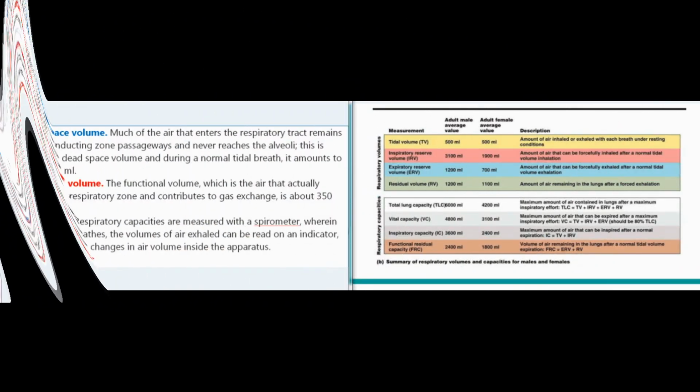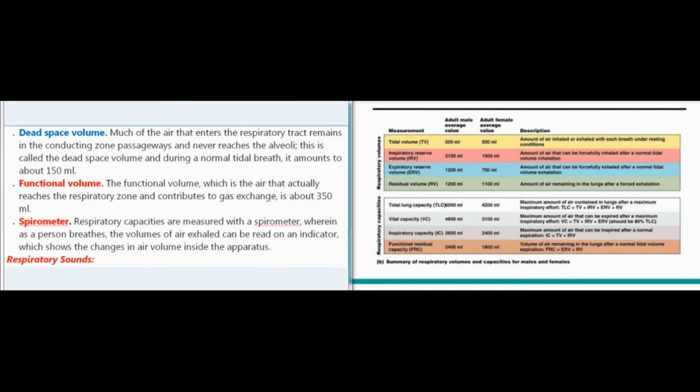Dead space volume. Much of the air that enters the respiratory tract remains in the conducting zone passageways and never reaches the alveoli. This is called the dead space volume, and during a normal tidal breath, it amounts to about 150 ml. Functional volume. The functional volume, which is the air that actually reaches the respiratory zone and contributes to gas exchange, is about 350 ml.